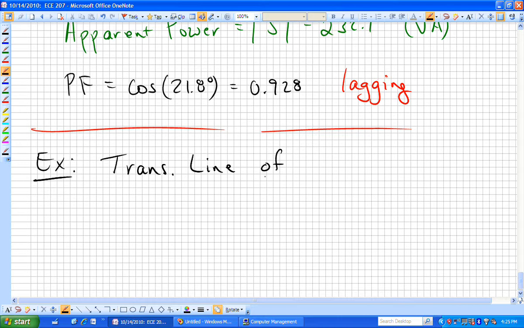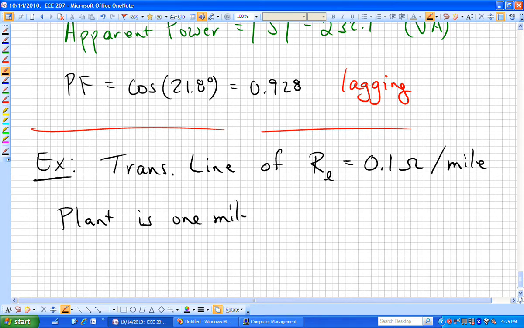So here's the transmission line. Suppose somebody gives you a transmission line that has an impedance of 1/10 of an ohm per mile. And let's say that the plant, that's where you're operating, the plant is 1 mile down the line.